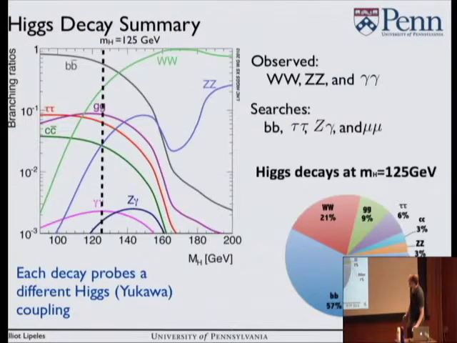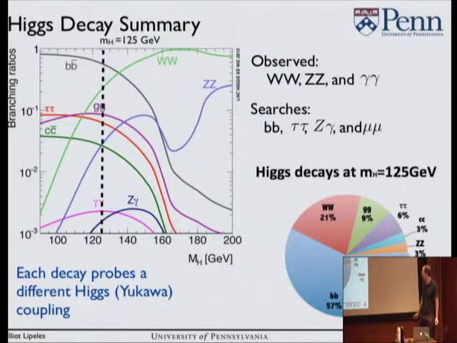Then, of course, your Higgs has to decay, and this is the plot of the branching fractions as a function of mass. As you all know, this is the special spot that we live at, which happens to mean that we have a lot of experimental access to a lot of the different couplings. Although many of them are experimentally challenging, this is the pie chart that shows the 125 breakdown of the branching fraction.